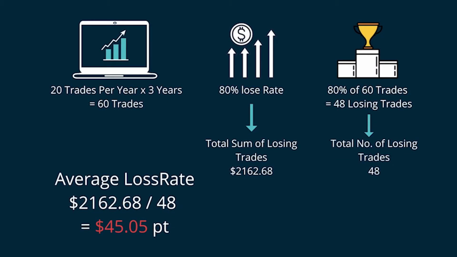Essentially, the total sum of Tom's losses can be calculated by subtracting the total profits from the initial investment, which will leave Tom with a total drawdown of $2,162.68. Now, we'll use this figure and we'll divide it by the number of losing trades, which is 48, and we'll end up with an average loss rate of $45.05. What this tells us is that although Tom loses 80% of the time, he's still able to make back the majority of his drawdowns in only a few trades.